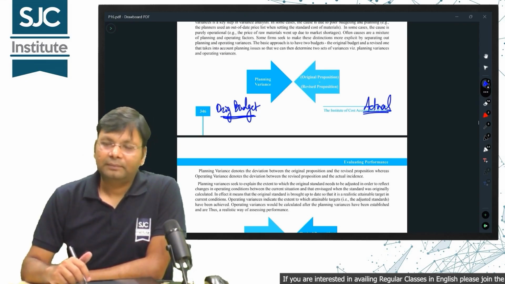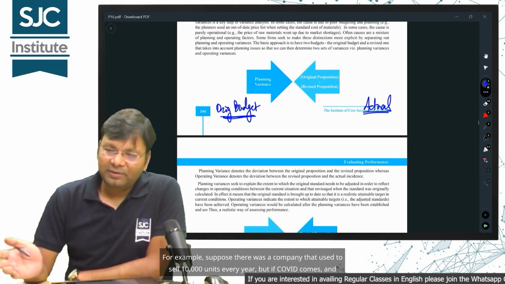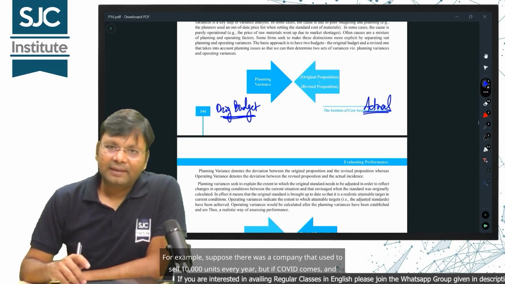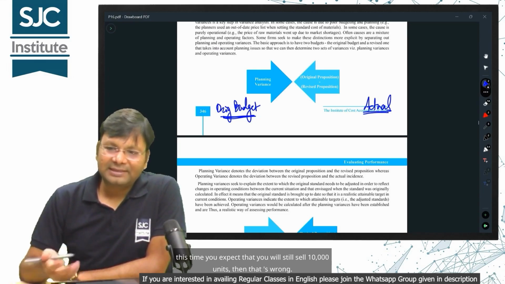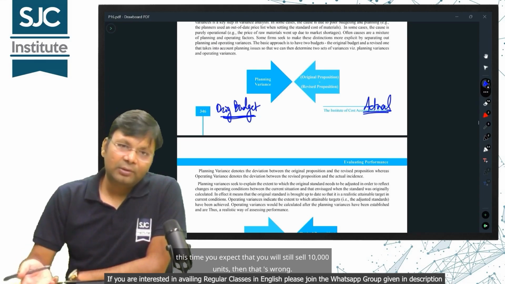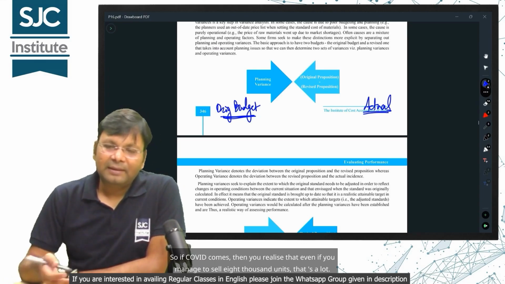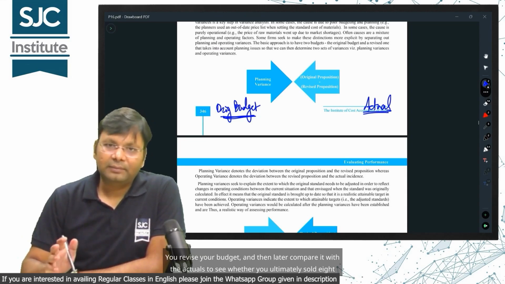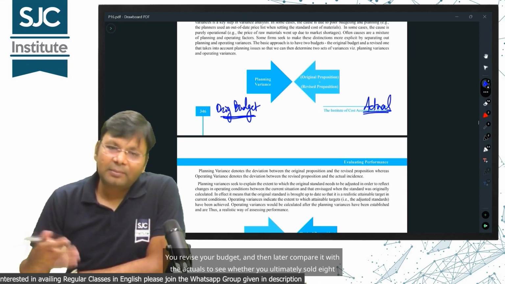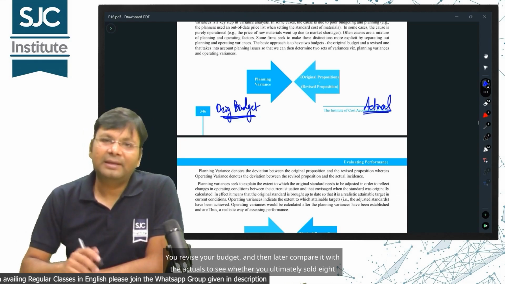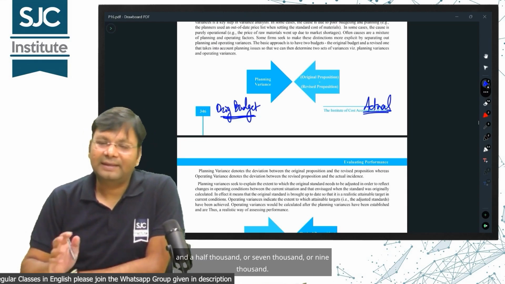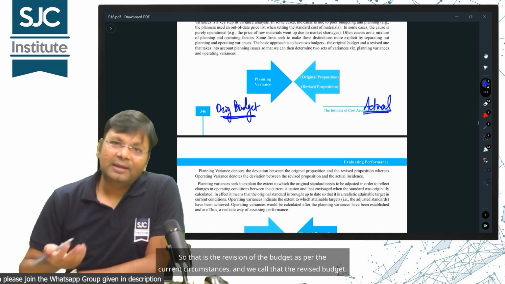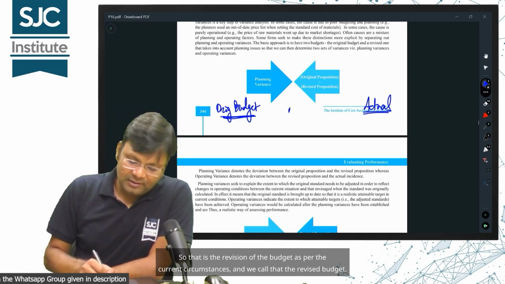budget. For example, suppose there was a company that used to sell 10,000 units every year, but if COVID comes, and this time you expect that you will still sell 10,000 units, then that's wrong. So if COVID comes, then you realize that even if you manage to sell 8,000 units, that's a lot. You revise your budget and then later compare it with the actuals to see whether you ultimately sold 8,500 or 7,000 or 9,000. So that is the revision of the budget as per the current circumstances, and we call that the revised budget.